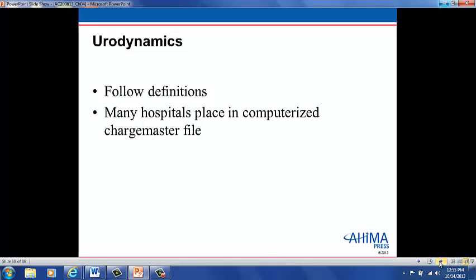Urodynamics is the investigation of the function of the lower urinary tract, the bladder and the urethra, using physical measurements such as urine pressure and flow rate, as well as clinical assessments.